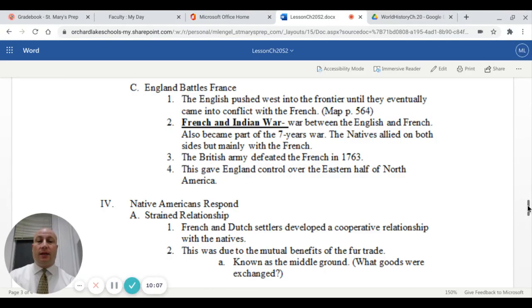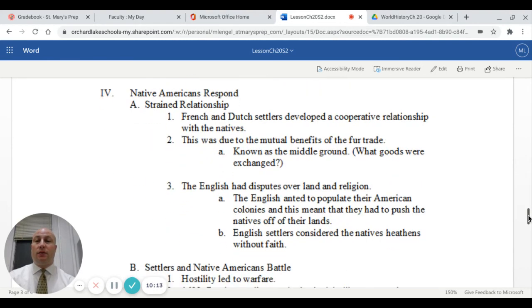Okay, we're going to take a look at natives because really all of this land was inhabited by natives first. And so we're going to take a look at how this strained the relationship between the settlers and the Native Americans. I would say overall, the French and Dutch settlers developed a very cooperative relationship with natives. This was due to what we call the mutual benefits of the fur trade. It's actually called the middle ground.